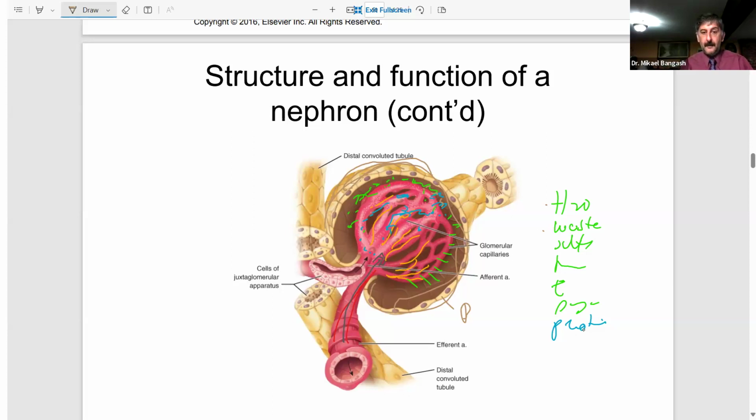So the Bowman's capsule is going to be the first part of the tubular component of the nephron. So whatever is collected there, we still won't call urine, but it's going to be referred to as the filtrate. Did you guys get that?